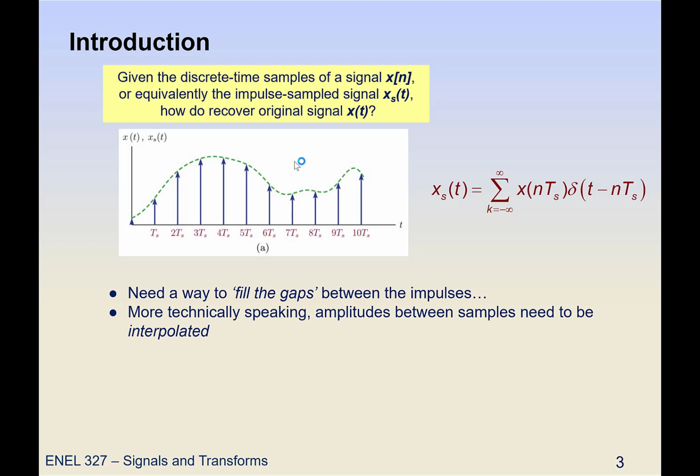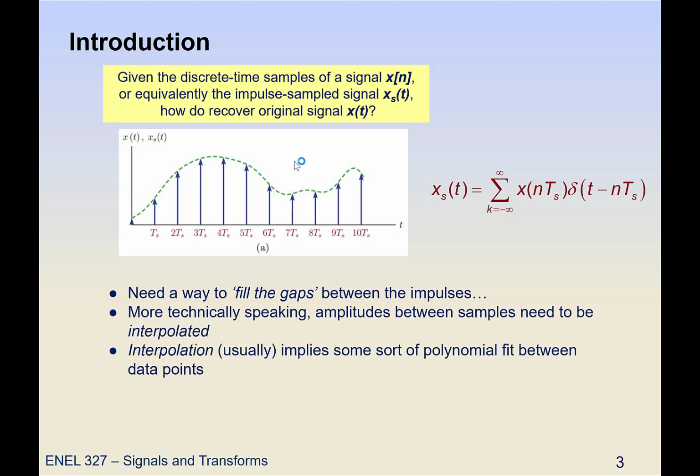And from a more technical perspective, effectively what we have to do is interpolate. All we have is those amplitude values at individual points at our sampling instants, Ts, 2Ts, 3Ts, and we need to interpolate in between. That usually implies some sort of polynomial fit between the data points.